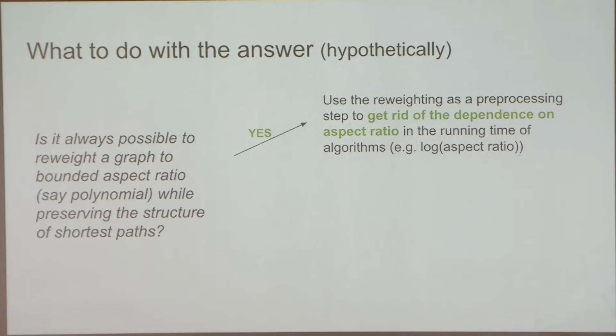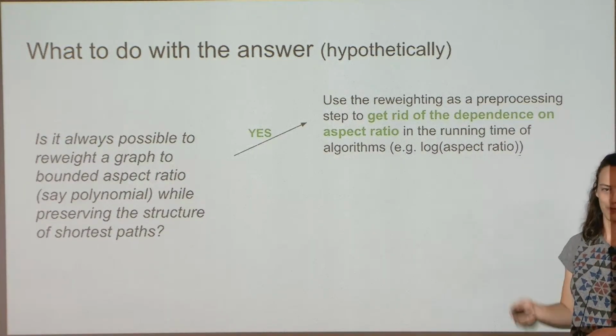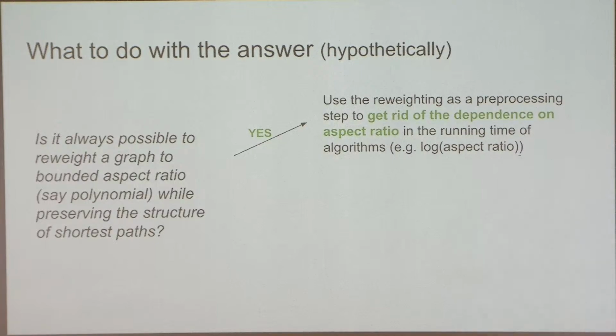And what you might hope to do here is to say, okay, we take our graph with arbitrary aspect ratio, reweight it down to polynomial aspect ratio. If we can do that quickly, then we could just run our original algorithm on our newly weighted graph in order to change this log aspect ratio to a log n factor, let's say. That would be the goal if we could answer the question positively in this way.